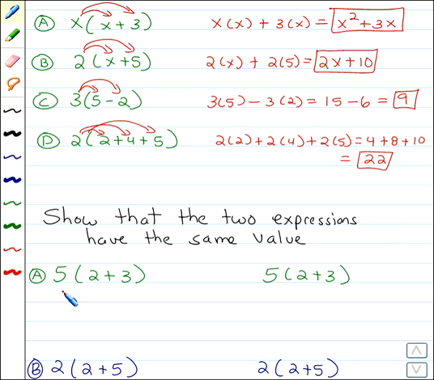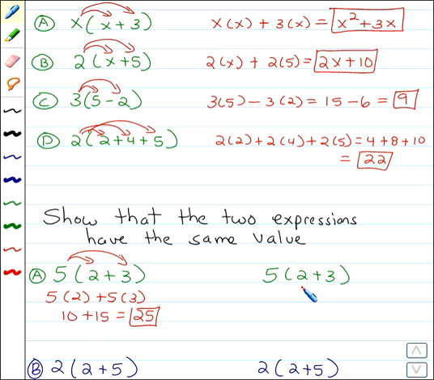Okay, we're going to look at letter A here. We're going to show that the two expressions have the same value. For letter A, we have 5 times 2 plus 3. So we're going to multiply the 5 times the 2 and the 5 times the 3 like we've been doing. And we will have 5 times 2 plus 5 times 3, and we're going to end up with 10 plus 15, which will give us 25.